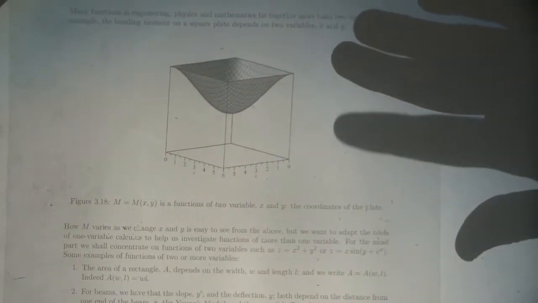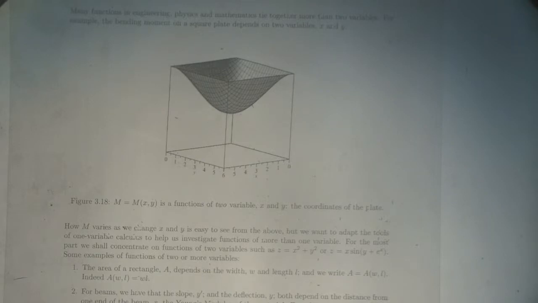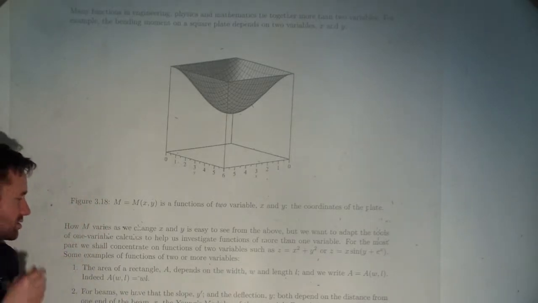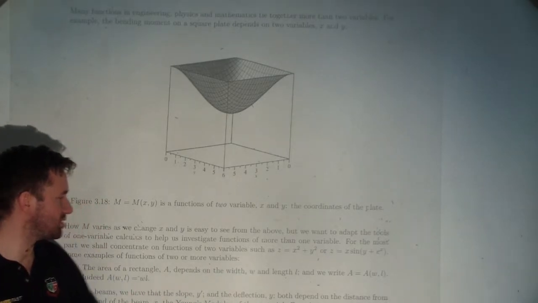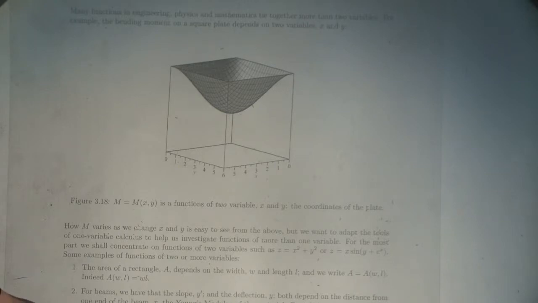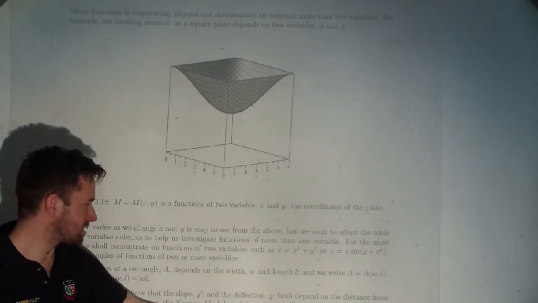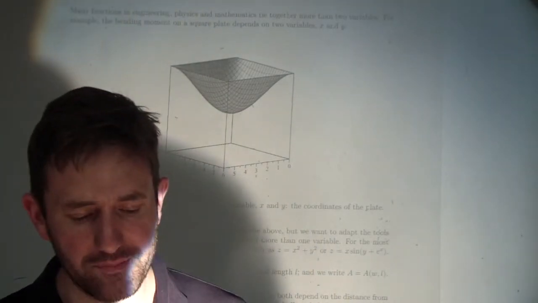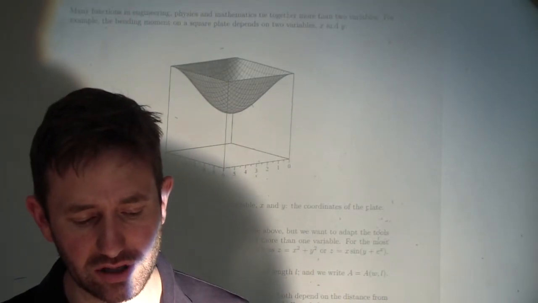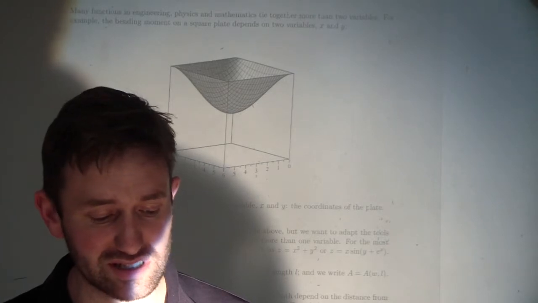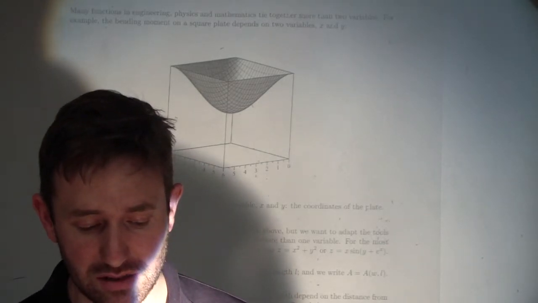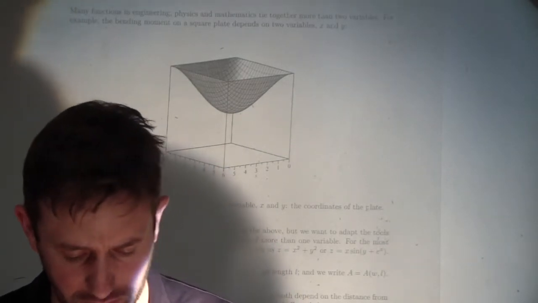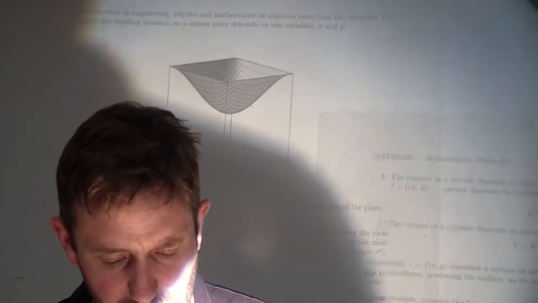So some examples: the area of a rectangle depends on the width and the length. For beams, the slope and the deflection depend on the distance, but also the material of the beam and the cross section of the beam. So the deflection and the slope depend on 3 variables. And arguably, if you're talking about a load that's different, maybe the deflection also depends on the load. It does, but in a particular way.